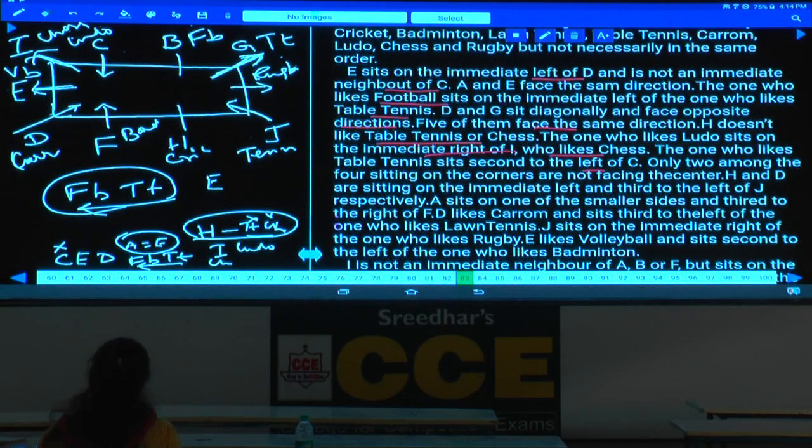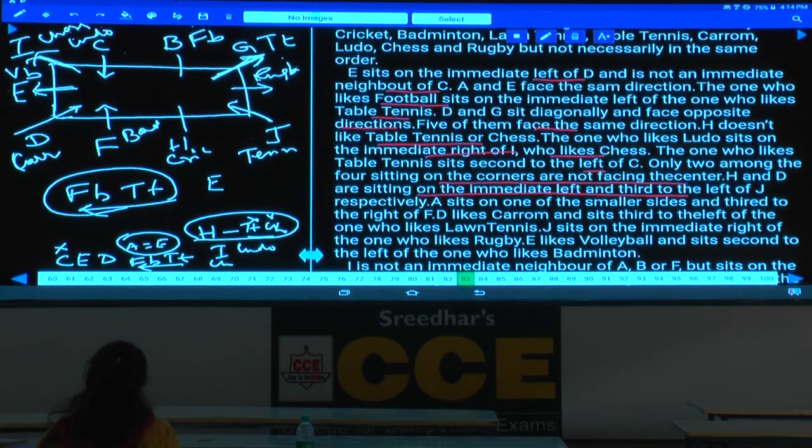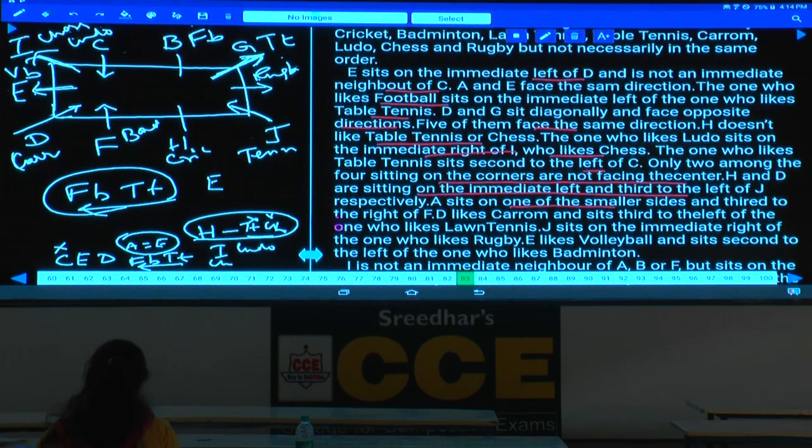Only 2 among the 4 are facing the center. H and D are sitting on the immediate left and third to the left of J. A sits on one of the smaller sets and third to the right of F. A is on one of the smaller sets and sits third to the right of F, isn't it? Now we have taken A. D likes carom and sits third to the left of the one who likes lawn tennis.